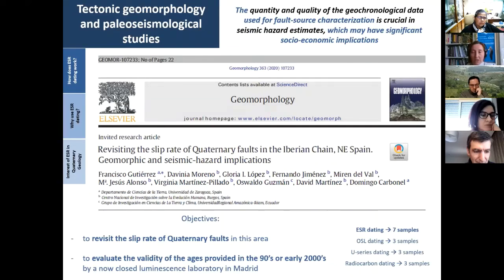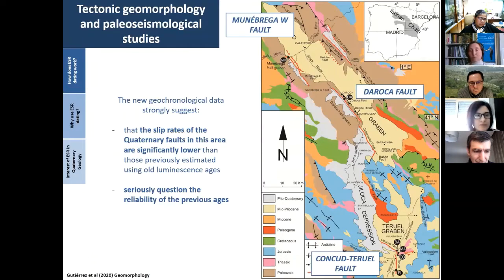In this paper, we wanted to revisit the slip rate of Quaternary faults in the Iberian Chain in Spain, but we also wanted to evaluate the validity of the ages provided in the 90s or early 2000s by a now closed luminescence laboratory located in Madrid. In this case, we used 4 dating methods, and we applied ESR dating for the first time in this area. We analyzed 7 samples for ESR dating, 3 for OSL dating, 3 for uranium series, and 3 for radiocarbon dating. We worked in 3 different areas, and we studied 3 different faults: the Munebrega, Daroca, and Concud-Teruel faults.